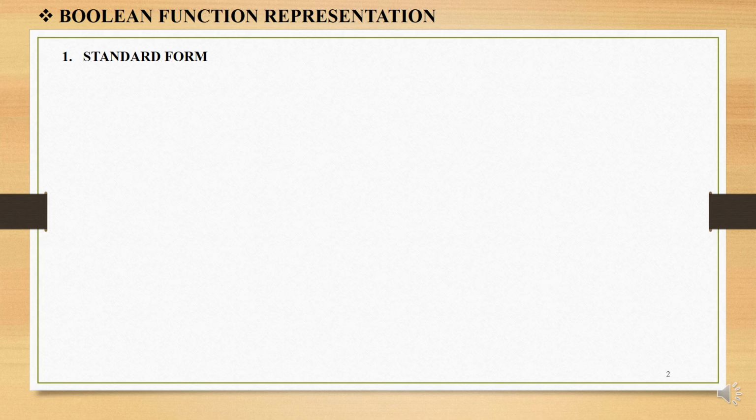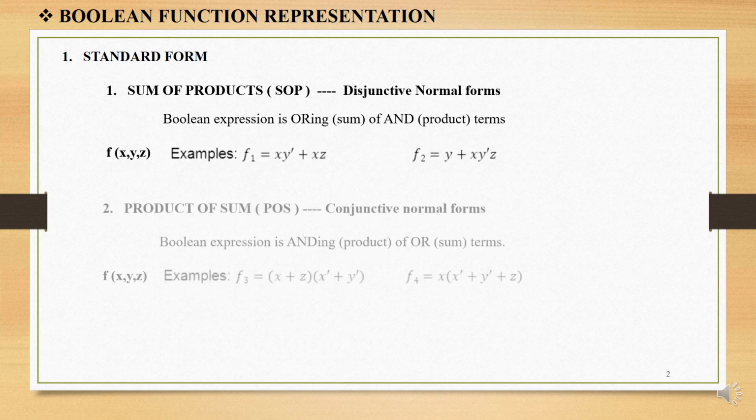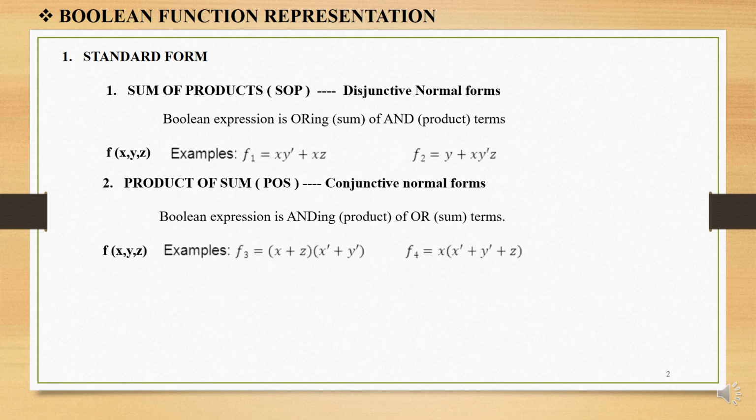The standard form is again classified into two types of representation. The first one is sum of product expression and the second one is product of sum expression. Let us see how we can represent the Boolean function under these two classifications, that is sum of product expression as well as product of sum expression. Let us consider one example of a Boolean function which has three variables in it.